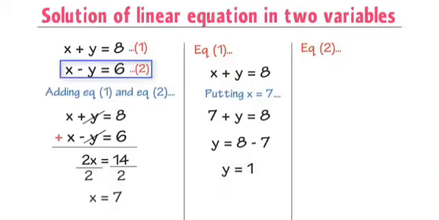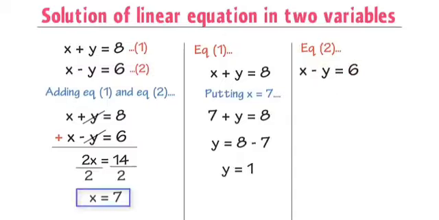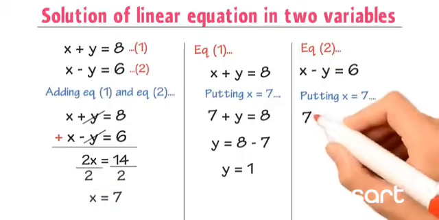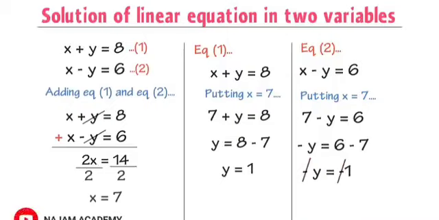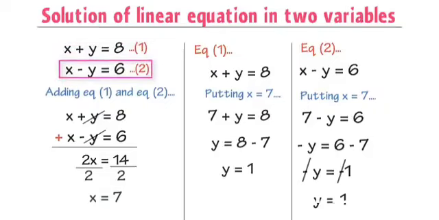We know that equation number 2 is x minus y is equal to 6, while the value of x is equal to 7. Hence putting x is equal to 7 in equation number 2, 7 minus y is equal to 6. Now minus y is equal to 6 minus 7, or minus y is equal to minus 1. Minus and minus sign are cancelled out. As a result, we get again y is equal to 1. Thus we learn that either you put the value of x in equation number 1 or in equation number 2, it will always give you the same value of y.